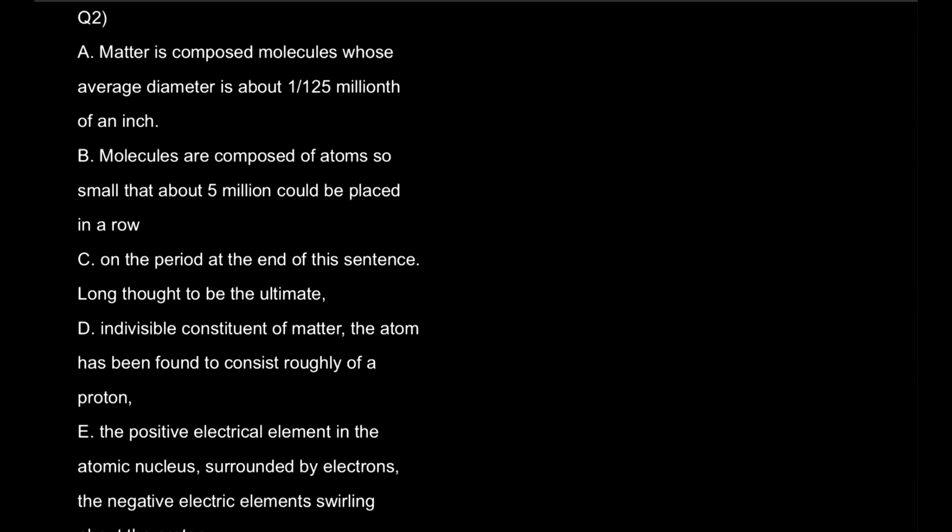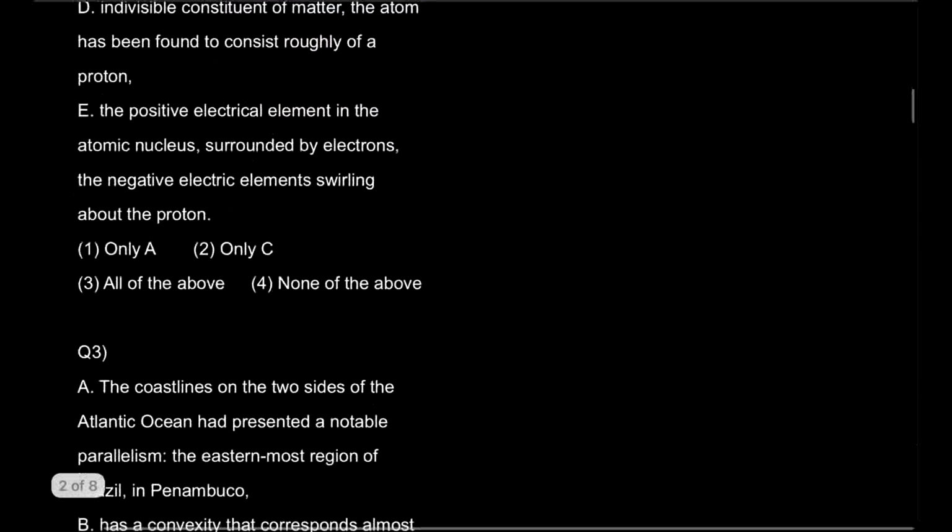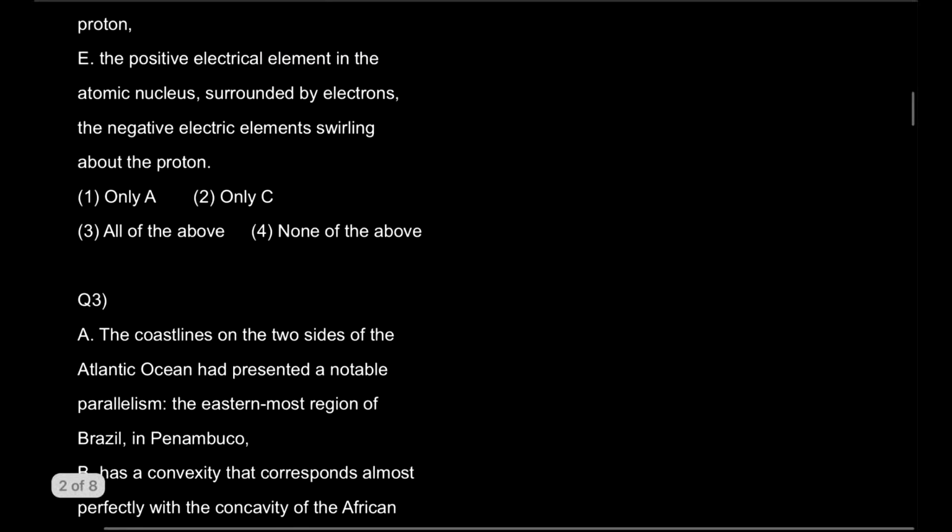Matter is composed molecule whose, पहले sentence में ही गलती मिल गई. Matter is composed of, just like यहाँ पर आपको composed of सही sentence के format में लिखा हुआ है. So of is missing. So therefore statement number A will have the mistake. Let's use the option elimination trick and get the matter done. Only A, all the above, only C तो कभी नहीं होगा. None of these है, इसके लिए हमें बाकी options को भी check करना होगा.